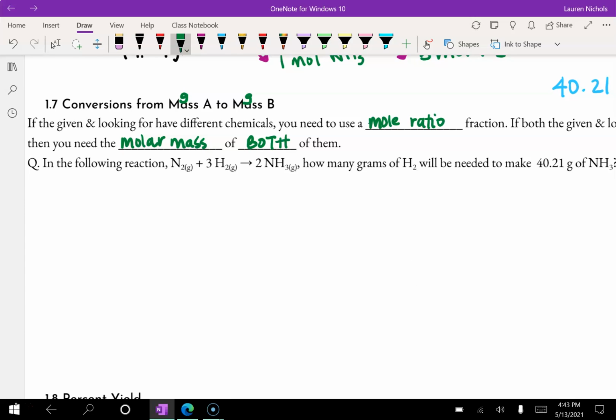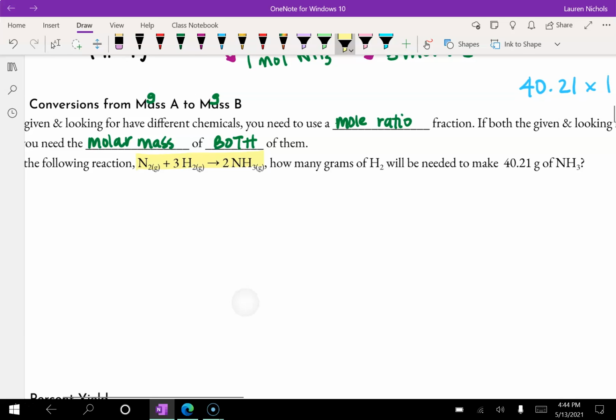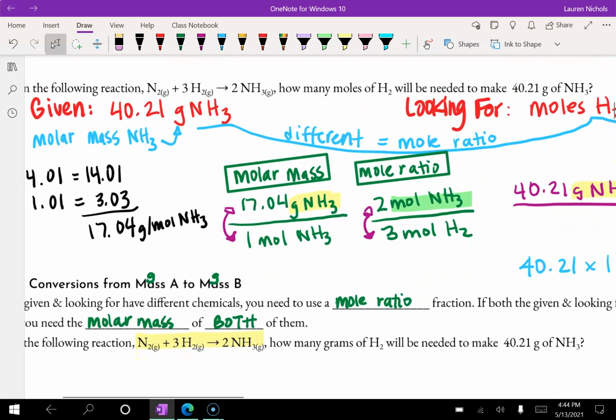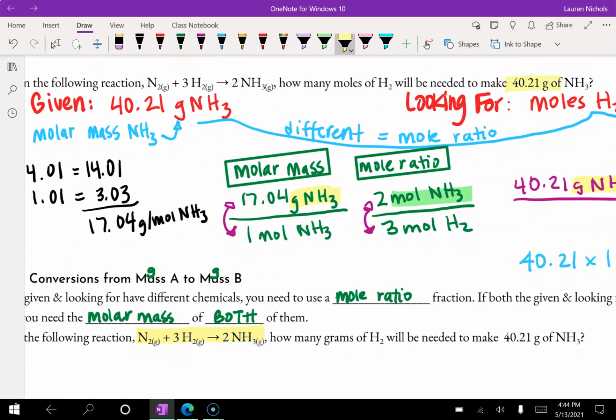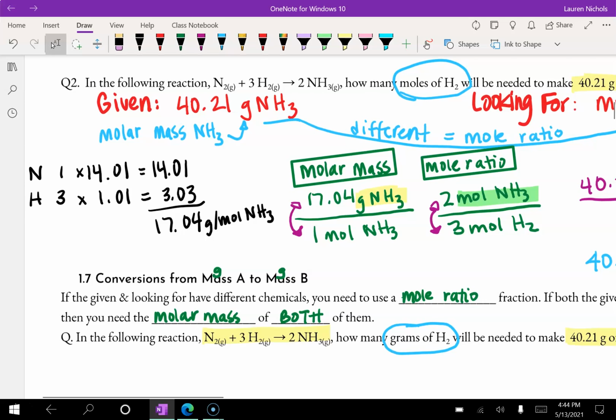So if we look at this problem, it says, in the following reaction, it's the same chemical reaction we've been using, how many grams of hydrogen will be needed to make 40.21 grams of ammonia? You'll notice this is almost exactly like the question we just looked at. Our given is exactly the same. However, in the previous question, it asked us for moles of hydrogen, and here we're looking for grams of hydrogen. So we'll be doing this exact same T-chart, but taking it one step further.